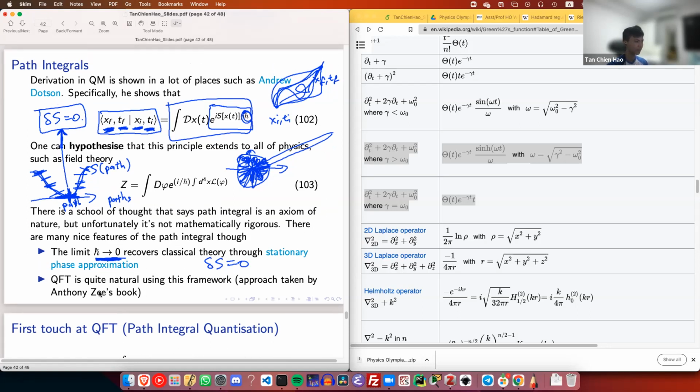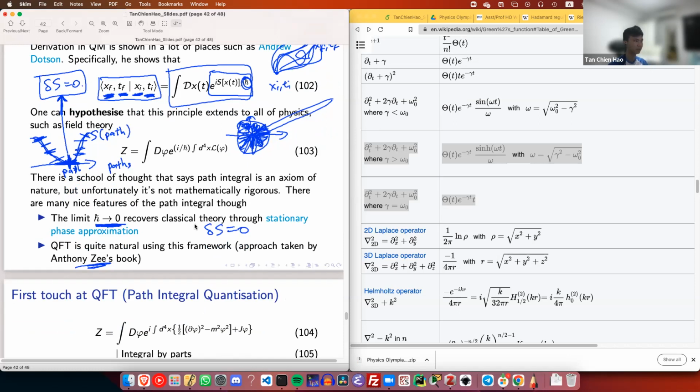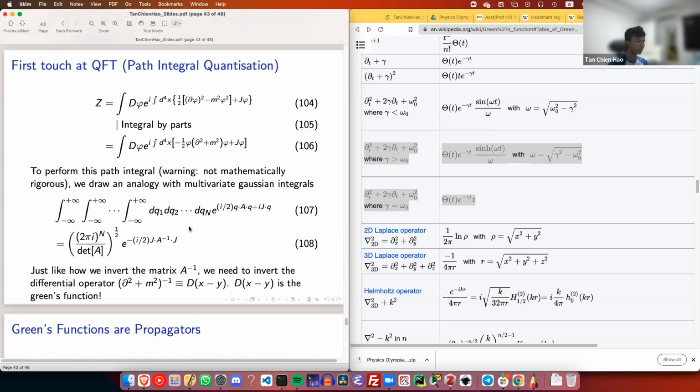Okay, so QFT feels quite natural in the path integral framework, at least for introductory stuff, before we run into the issues. And Anthony Zee's book, an awesome book on QFT, takes this path primarily. Yeah. So let's say we have our phi theory again. And this is the action.